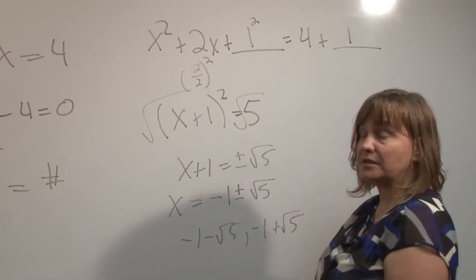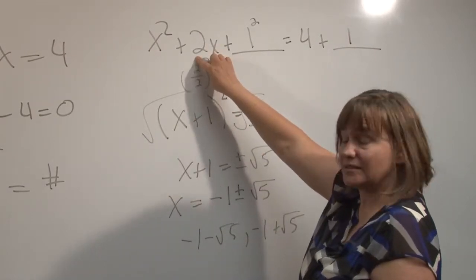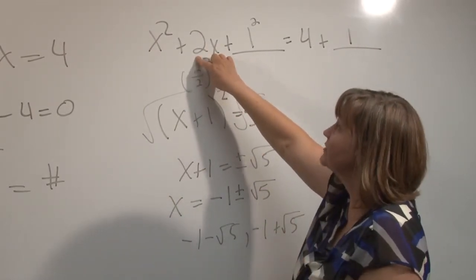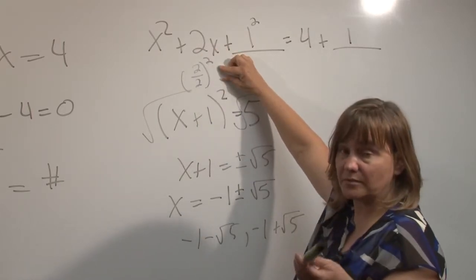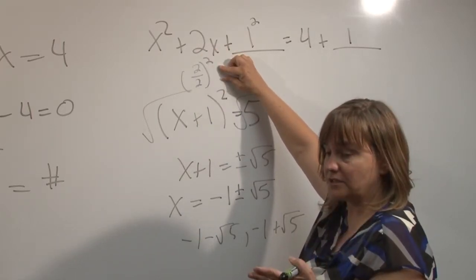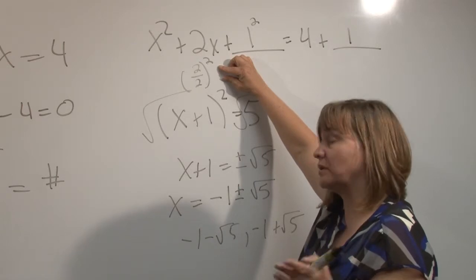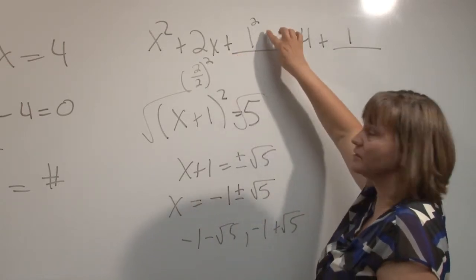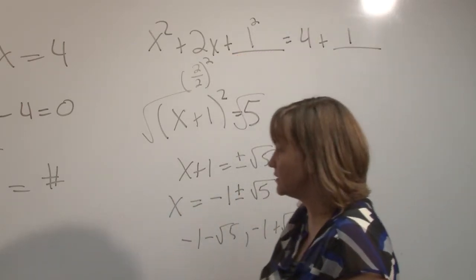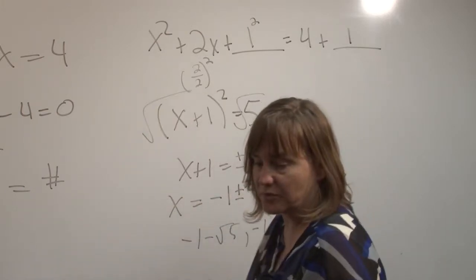That is how we complete the square. We take the middle term, divide it by 2. Recall, sometimes we'll have fractions here, so dividing by 2 is the same as multiplying by half. Square the answer, and that's what we're going to add to both sides of the equation. Let's look at another example.